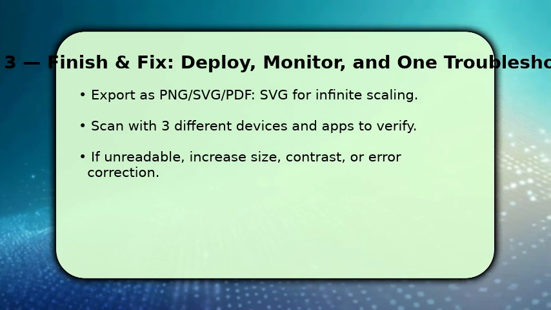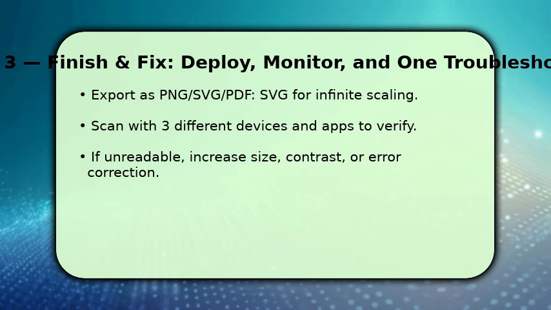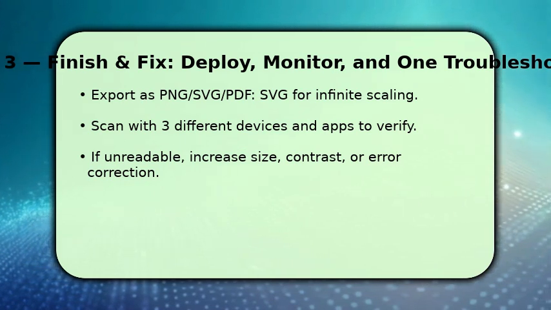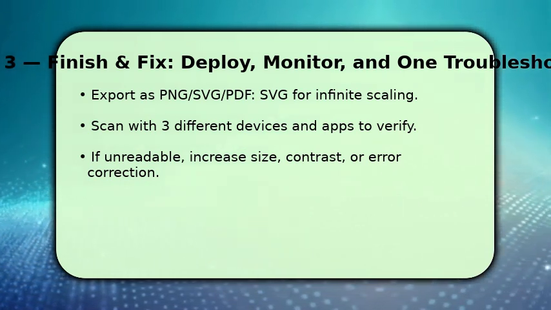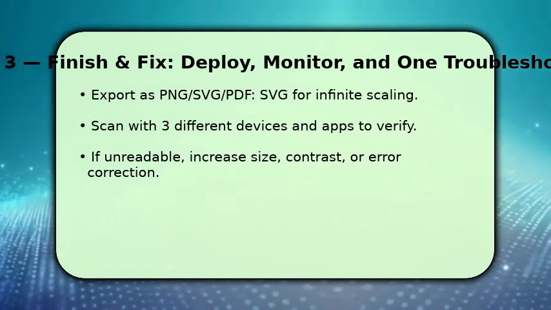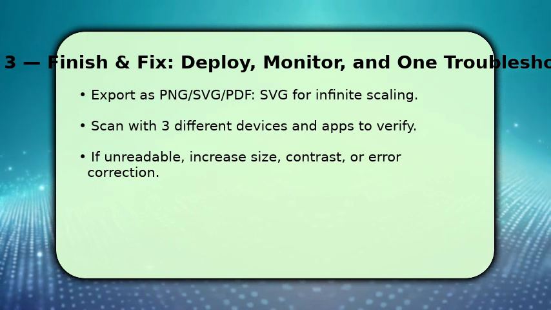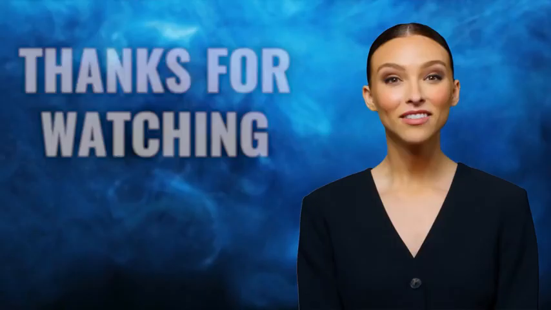Now verify by scanning with at least 3 different devices and apps to confirm consistent behavior and that any embedded links open correctly. If a scan fails, make adjustments. Increase physical size, use higher error correction, restore full contrast colors, or remove logo overlays. This one troubleshooting step fixes most issues quickly.